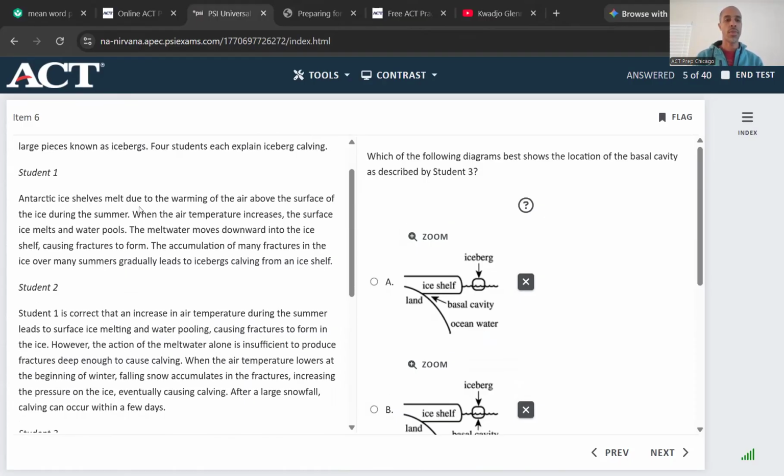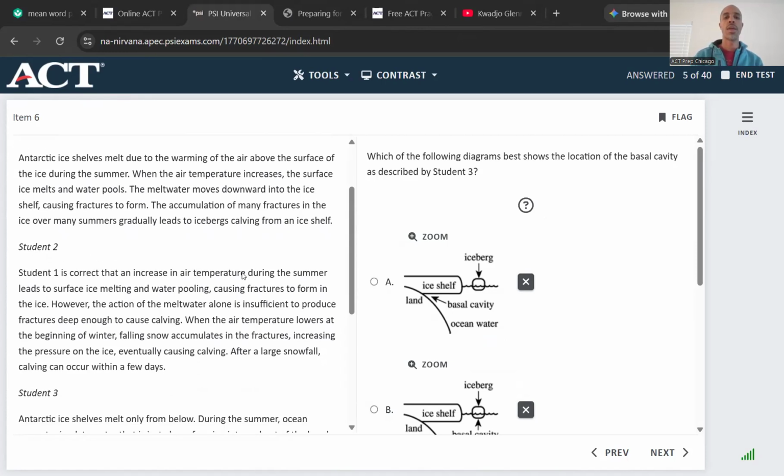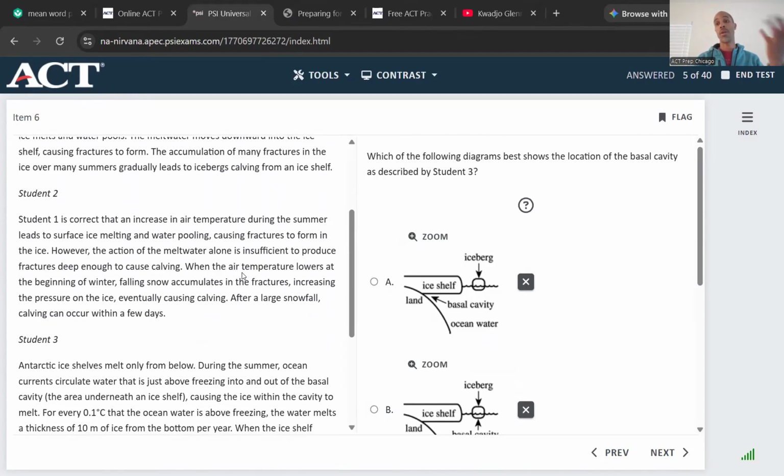Antarctic ice shelves melt due to the warming of the air above the surface of the ice, like maybe the sun, I'm sorry. When the air temperature increases, the surface ice melts and water pools. Water moves downward into the ice shelf, causing fractures to form. The accumulation of many fractures in the ice over many summers gradually leads to icebergs calving from an ice sheet, or breaking off. That seems like the most plausible, right?